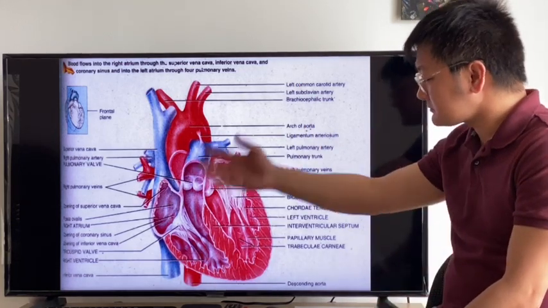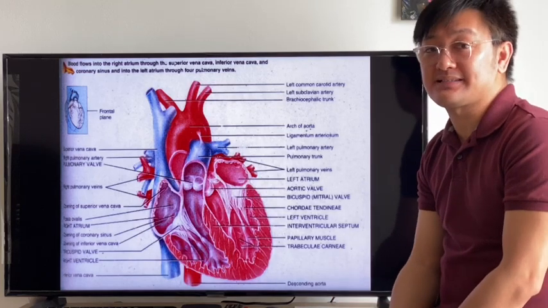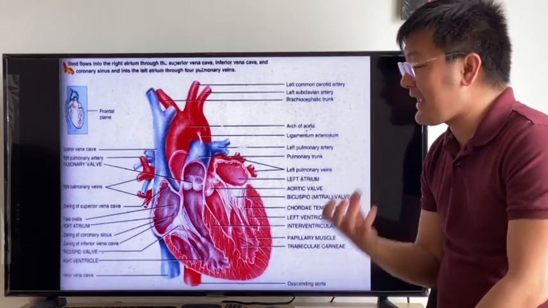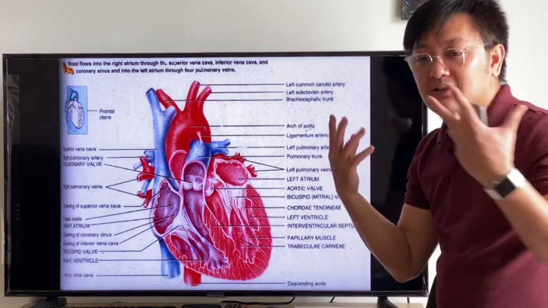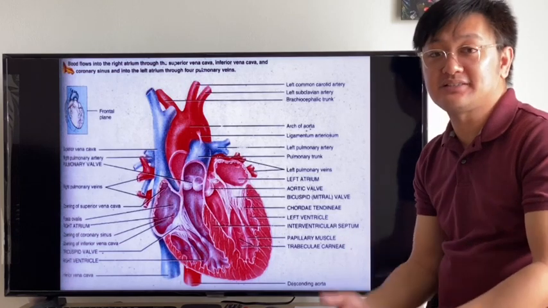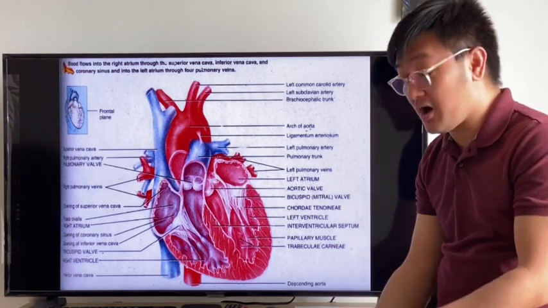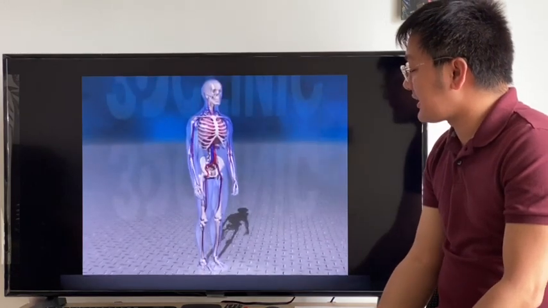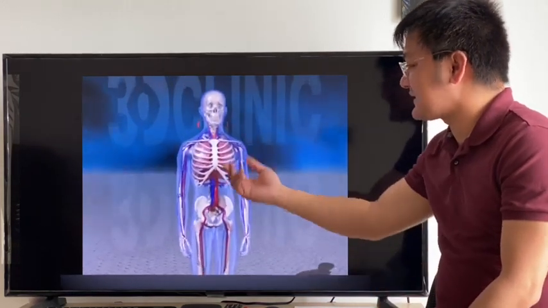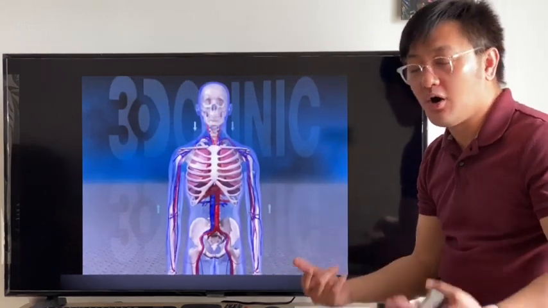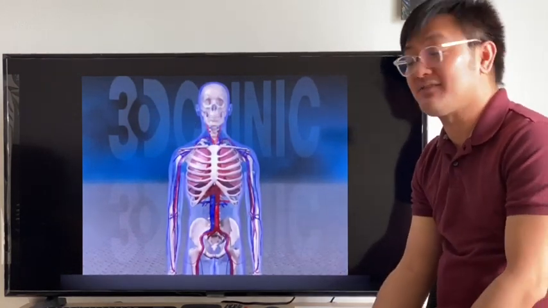Now, the primary function of the heart is actually to pump the blood out. That's it. It pumps the blood out so that all vital organs in the body will receive enough blood supply. That's the main function of the heart. With the pumping mechanism of the heart, it makes sure that all systems and structures in the body will receive enough blood supply.